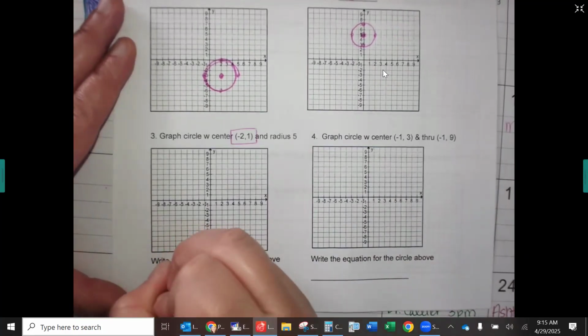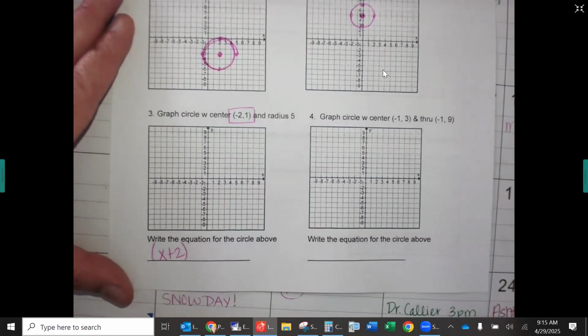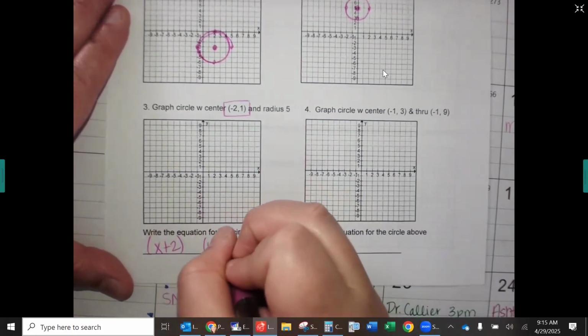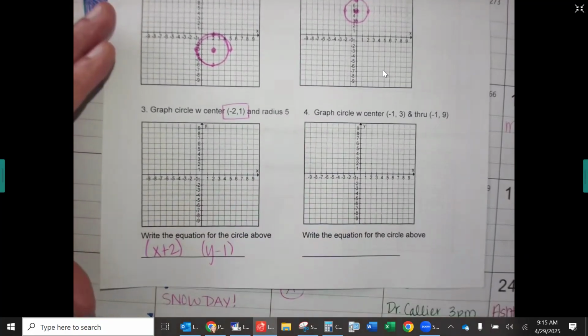Down at the bottom, put an x plus 2. My y is a 1, but what am I going to put with y? -1. Okay, then now let's look at the rest of the formula.